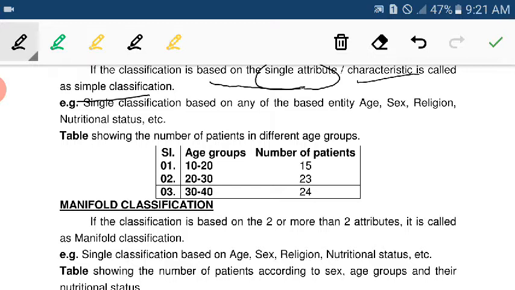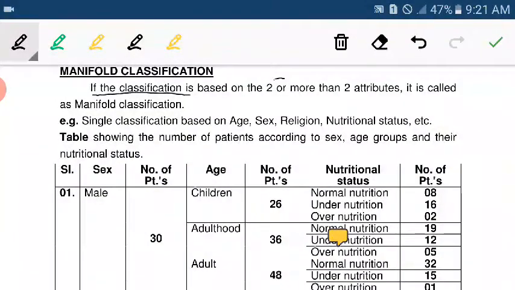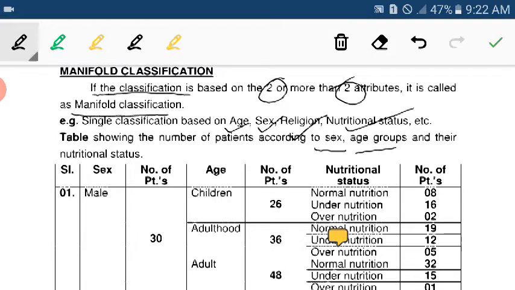Simple classification is based on a single entity, that is age, sex, religion, nutritional status. The table shows the number of patients in different age groups. Then a manifold classification: if the classification is based on two or more than two attributes, it is called as a manifold classification. Classification based on age, sex, religion, nutritional status. The table shows the number of patients according to age, sex and their nutritional status also.